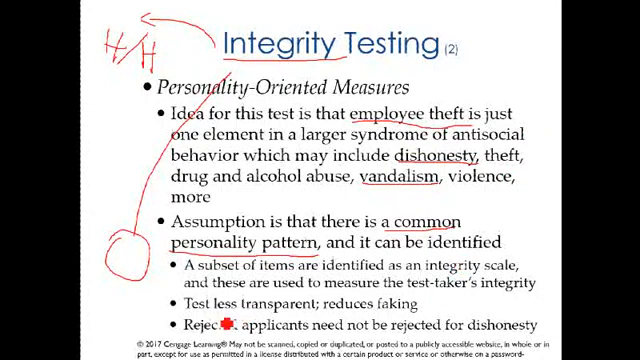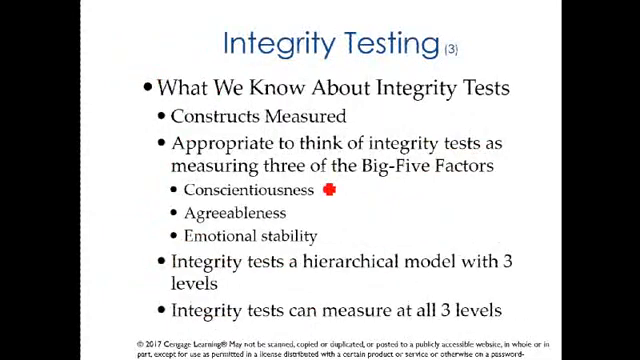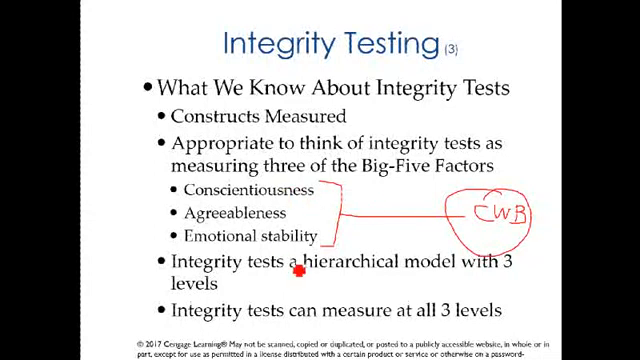Now, unfortunately, these tests are not very transparent. It often is fairly straightforward to tell what you're being tested on. And so one alternative, often, class, is to just measure conscientiousness, agreeableness, and emotional stability. These three factors roughly capture the person's integrity or likelihood to not engage in counterproductive workplace behavior. So if you want to be less obvious about how you test for integrity, just measure these three.